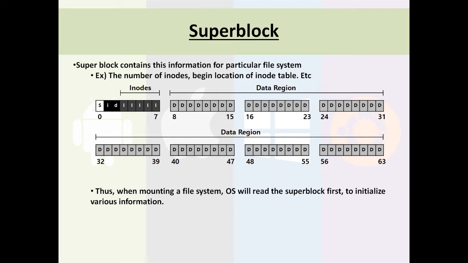So when files within the volume are accessed, the system will also know exactly where to look for the needed on-disk structures. Because if you don't know where the inode table starts, how can you actually access it? If you don't know where the data region starts, or how many data blocks there are, how can you use any of that information? So obviously this needs to be accessed first in order to understand the structure of our file system.